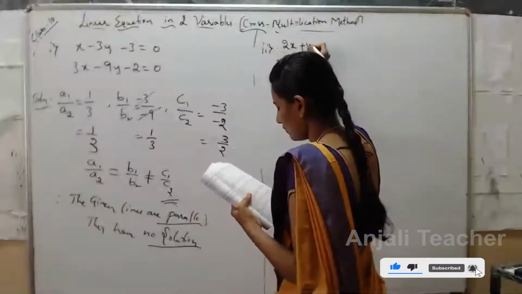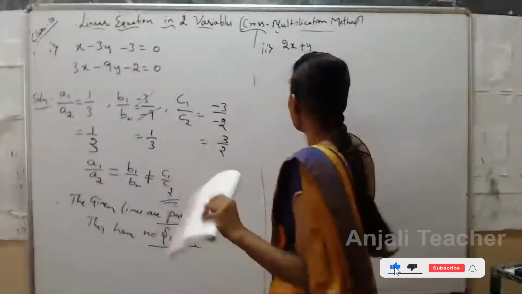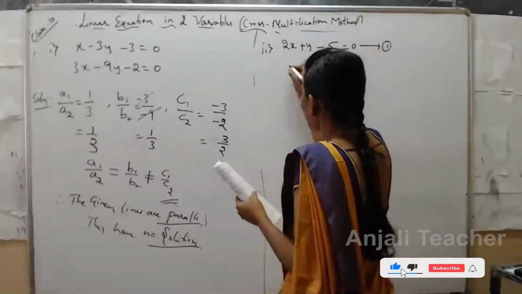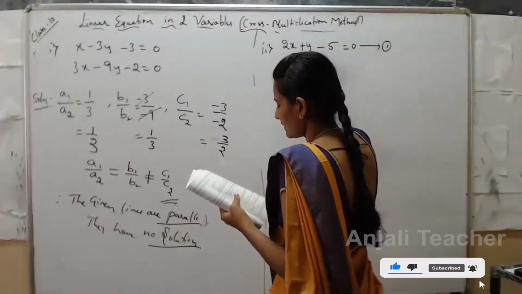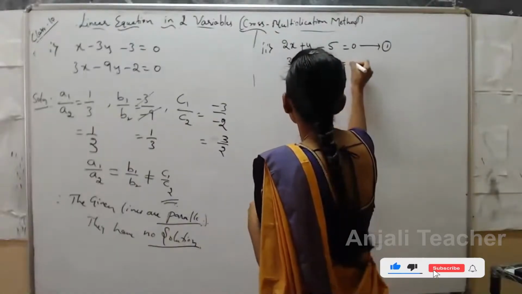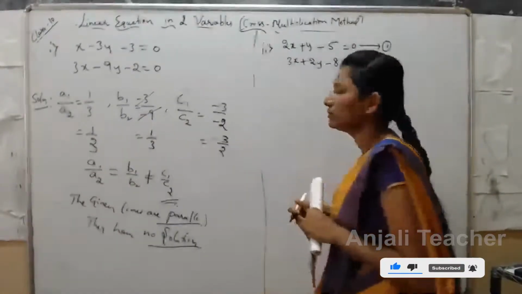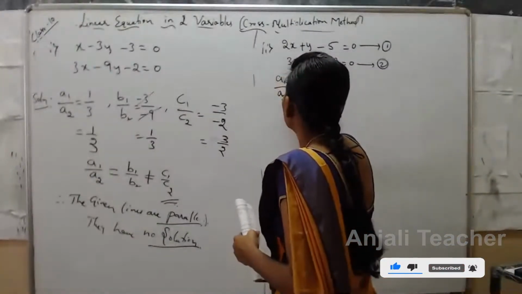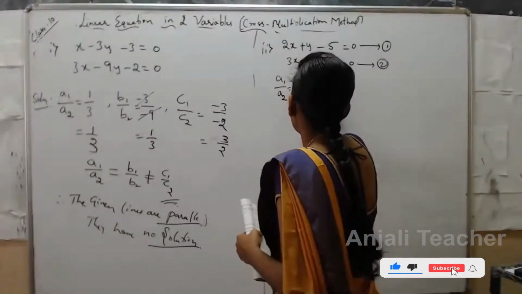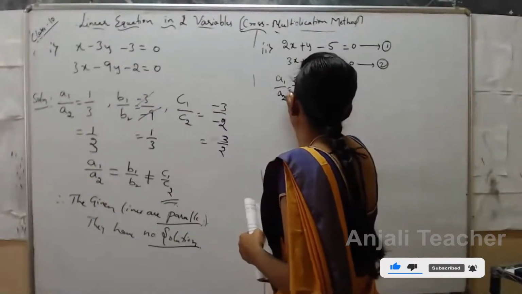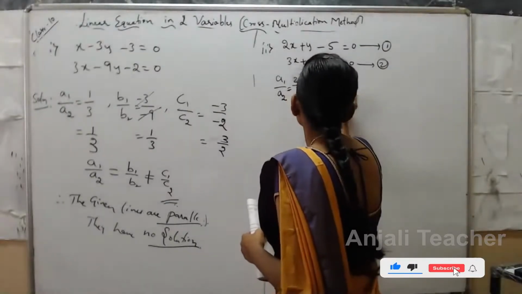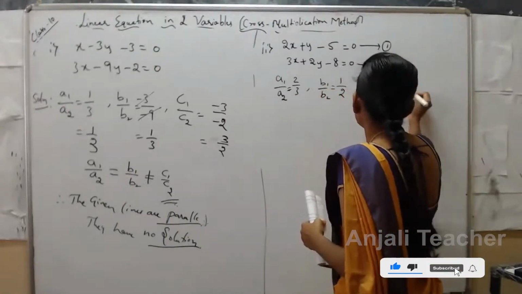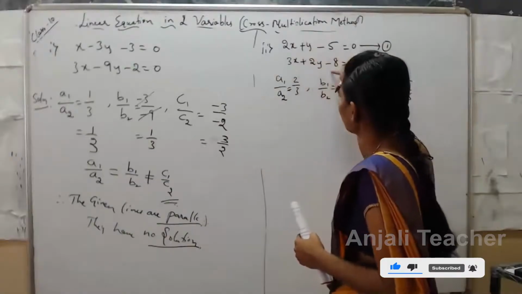2x plus y, see, 5 is on the right side. We have to write it on the left side. Take this equation as 1 and the next equation is 3x plus 2y minus 8 is equal to 0. Take this equation as 2. Now, what is a1 here? a1 by a2 is 2 by 3, b1 by b2 is 1 by 2 and c1 by c2 is minus 5 by minus 8.